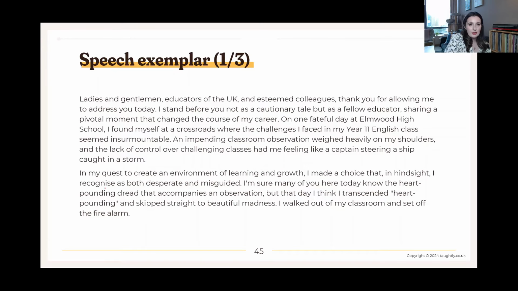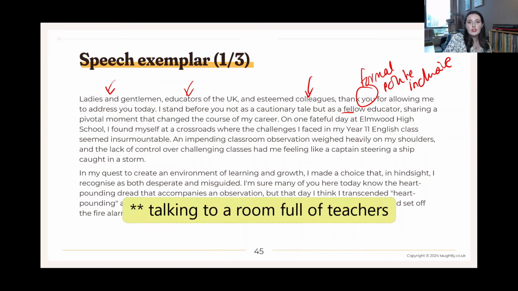So beginning straight away then with ladies and gentlemen, and recognising that they are also teachers. She calls them colleagues, like workmates. So we've definitely got a sense of audience. And she's being very polite. So she's being formal, polite, and inclusive. Like we all understand because we've all done the same job. She's addressing them directly using you. And she calls herself a fellow educator because she's talking to a room full of teachers.